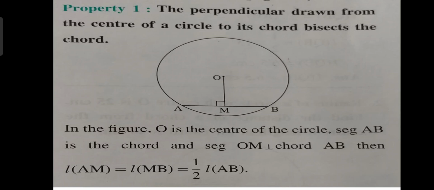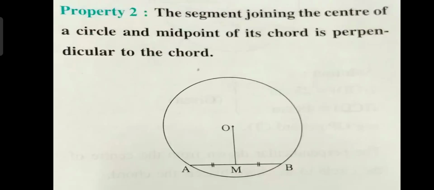So this is the property, students, based on which we are going to solve our exercise. And these properties are to be remembered by the students, because whenever the circle chapter is done, it will be helpful. The segment joining the center of the circle and the midpoint of its chord is perpendicular to the chord.